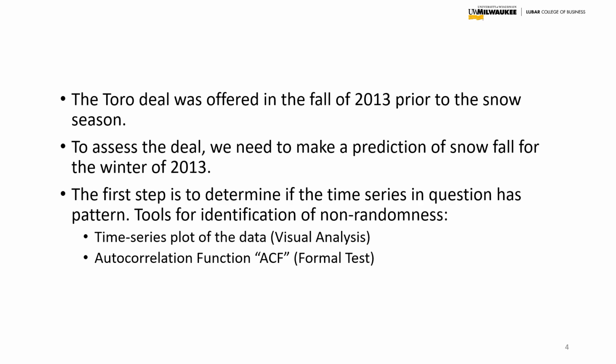The Toro deal was offered in the fall of 2013 before the snow season. A first step would naturally be to use data to make a prediction of snowfall for the winter of 2013. We will get past year's snowfall totals and analyze the time series. When analyzing a time series, we need to determine if the series has a pattern or if the series is random. We will lean on two basic data checks. One, a time series plot, and two, an autocorrelation function, or ACF for short.